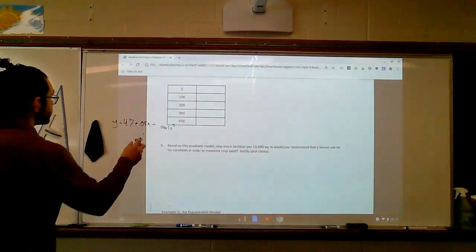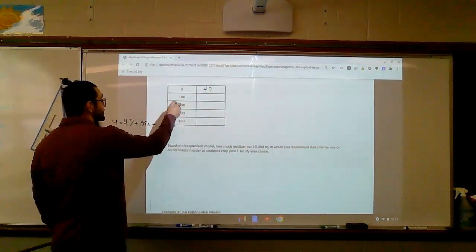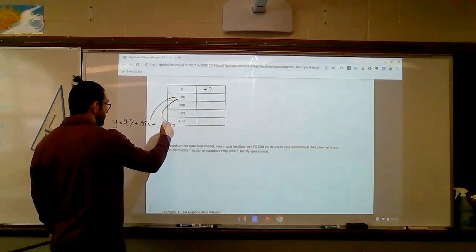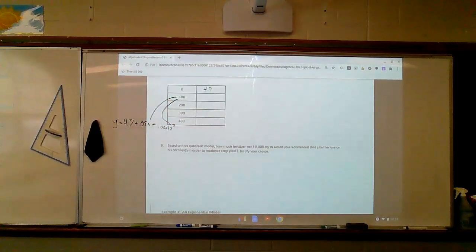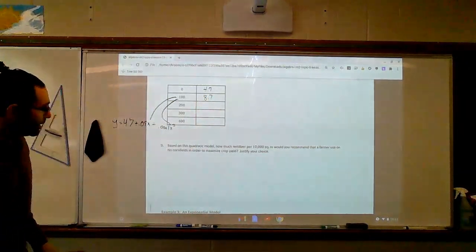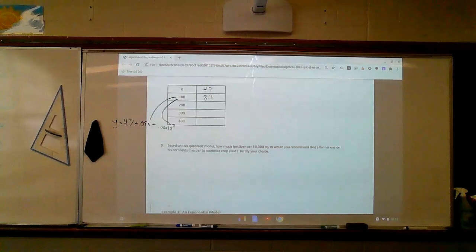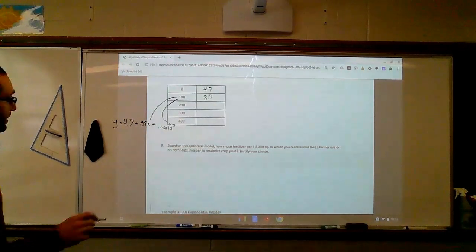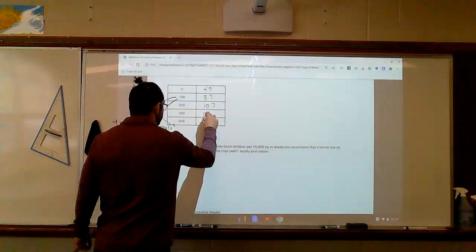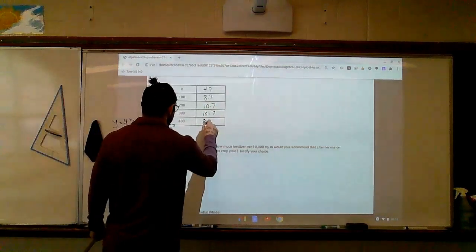Okay. So if I substitute 0 in for my x, that leaves me with 4.7. If I substitute 100 in for my x, that should leave me with 8.7. And you might say, Mr. H, how do I substitute it in? Literally plug it into your calculator and do exactly what it says. If you have trouble with that, let me know and I'll gladly help you. But most of you don't have the fancy super duper calculators. And I don't even know where mine is. There it is. Then the next one, these two give me 10.7. Huh, that's weird. And then when I substitute in 400, it gives me 8.7.